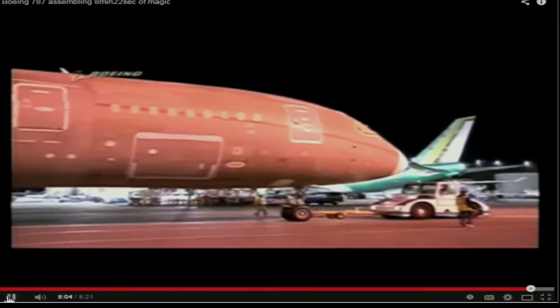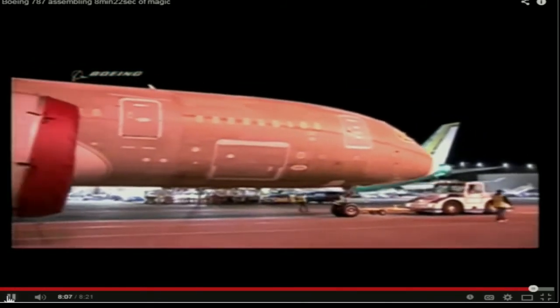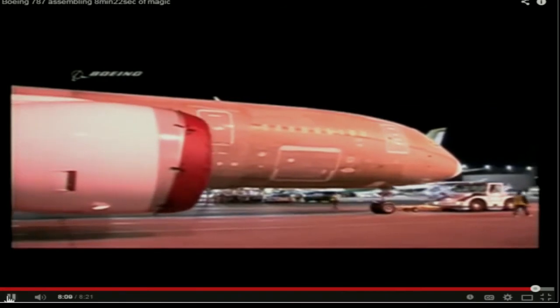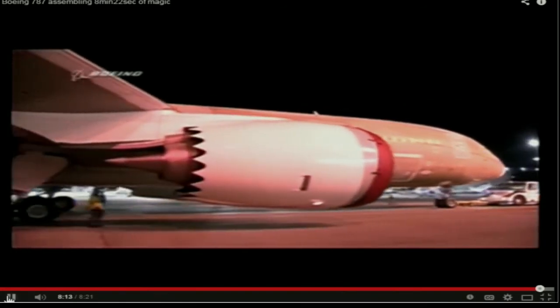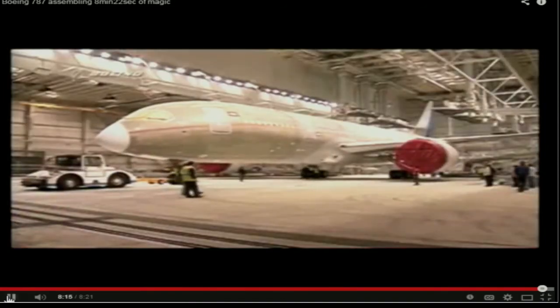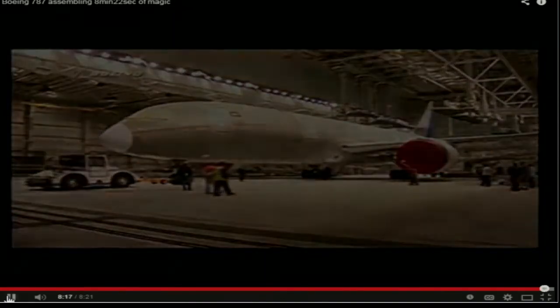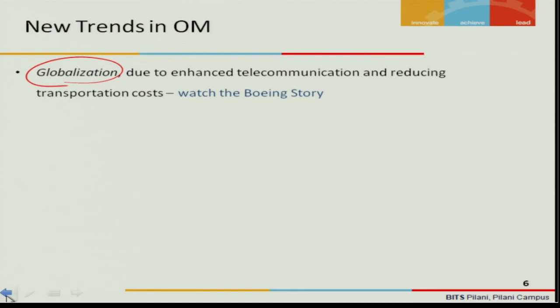Dreamliner 1 rolls out of the factory in 2007 to go across the 526 freeway on a bridge into the paint hangar to be painted. That's a real magic.